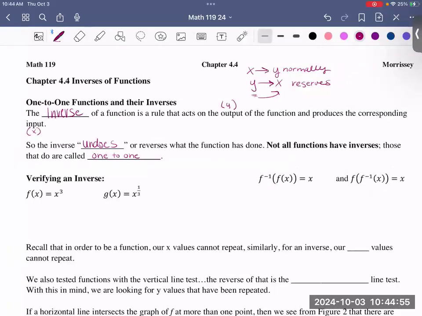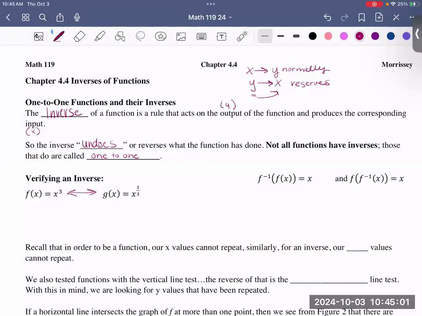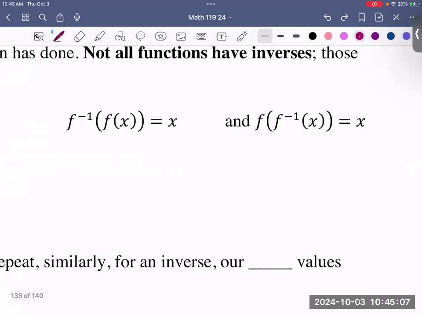In order to verify if you have an inverse, looking at these two, we want to know, are these inverses? In order to do so, we are going to take your original f of x function and put it on the inside of the f inverse, or what we believe to be the inverse. So put the original function inside the inverse. And if what comes out is an x, that is an indicator that it is an inverse.